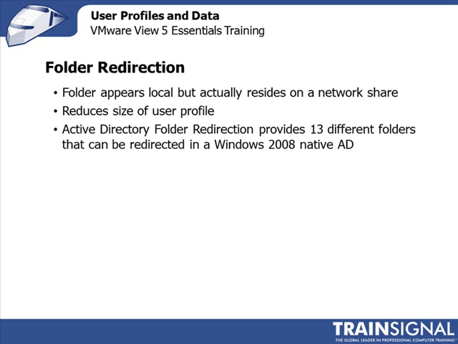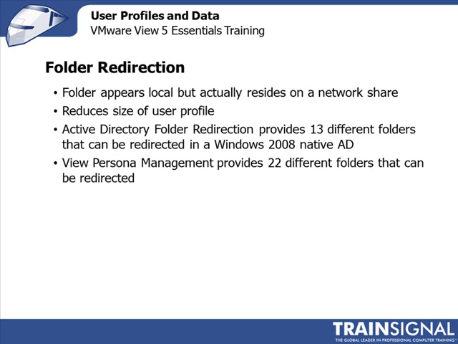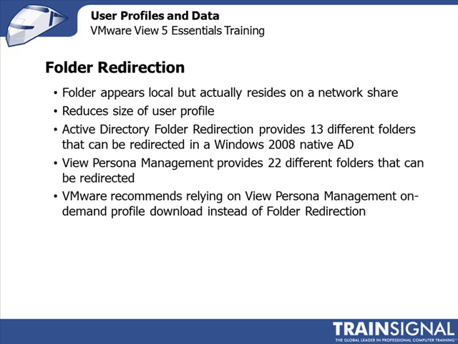Now, Active Directory does provide us the capability to do folder redirection, and within a native Windows 2008 AD, we get 13 different folders that we can define. View Persona Management provides us 22 different folders that can be redirected. Many of the third-party profile management solutions also provide the capability to do folder redirection. VMware explicitly recommends relying on Persona Management's ability to copy the files back and forth on demand, rather than using folder redirection. This greatly simplifies the configuration of your users' profiles.